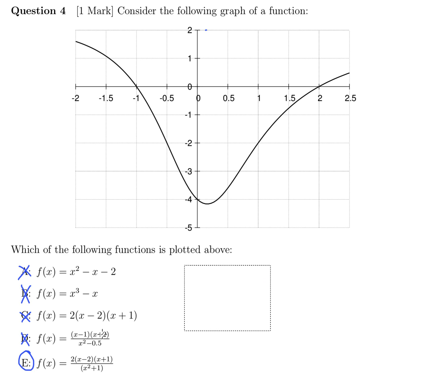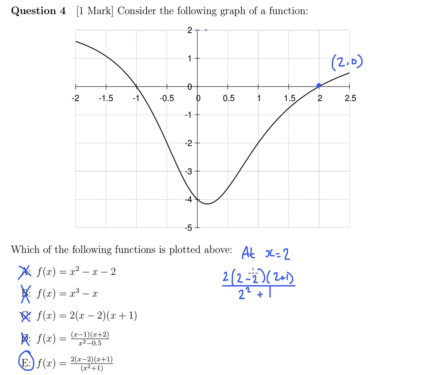Now, if we, for example, look at this coordinate here, this is 2, 0. So that means that when we substitute 2 into this equation, we should get 0 out of the equation. So for E at x equals 2, y should equal 0, or f of x should equal 0. So do we get 0? That's going to be 2 times 2 take away 2 times 2 plus 1 divided by 2 squared plus 1.